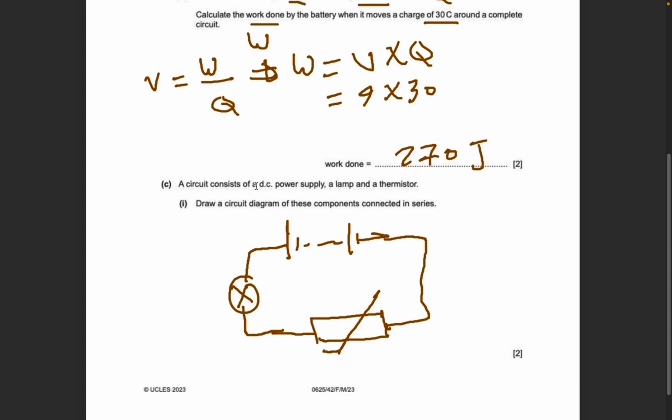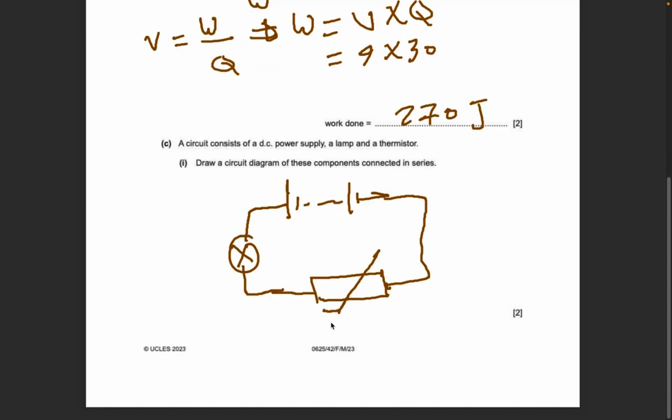C. A circuit has a direct current power supply, a lamp and a thermistor. Draw a circuit diagram of these components connected in series. Here we have the battery, the lamp, and the thermistor. He said in series, so we have the battery, and we connect it to the lamp and connect it to the thermistor. And don't forget to use the correct symbol for each one of them: the battery, the lamp and the thermistor.